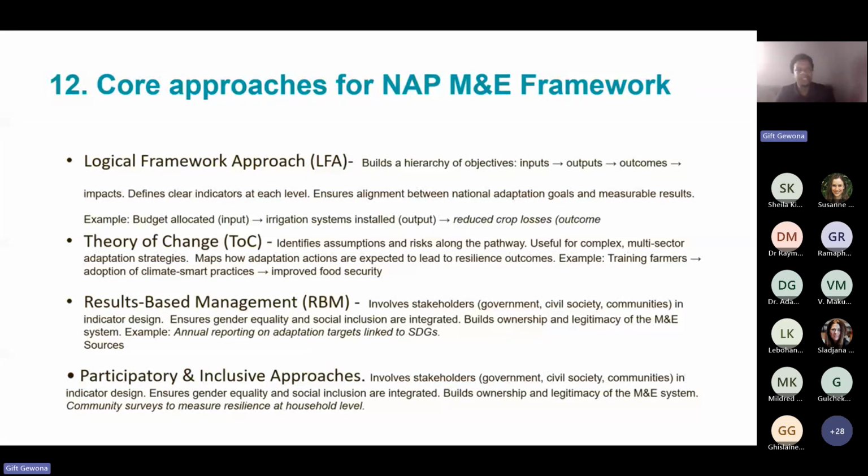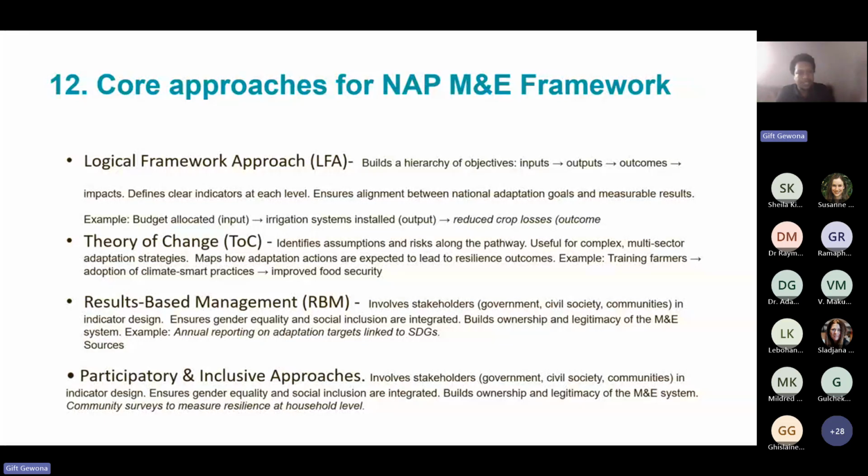So we can use the logical framework approach, whereby we build a hierarchy of objectives, inputs, and outcomes, and it defines clear indicators at each level, say at the output, outcome, and objective level. We have very clear indicators and what needs to be measured. This ensures alignment between national adaptation goals and measurable results. In the example I've given there, the budget allocated to a specific adaptation component will be an input. If we are talking about irrigation, that will be an output. And if there are reduced crop losses, that will be an outcome.